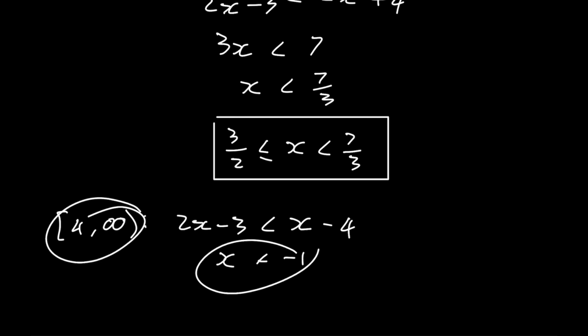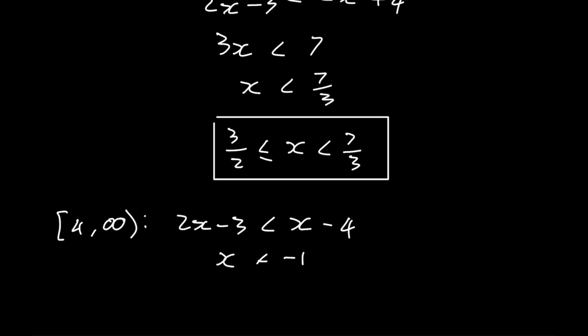Now we take the intersection of these two sets, and now we notice that x is an element of the empty set. In other words, the intersection is nothing. There's nothing that's in common between these two sets, since negative 1 is less than 4, and we're asking for numbers that are less than negative 1. So obviously it's an empty set.